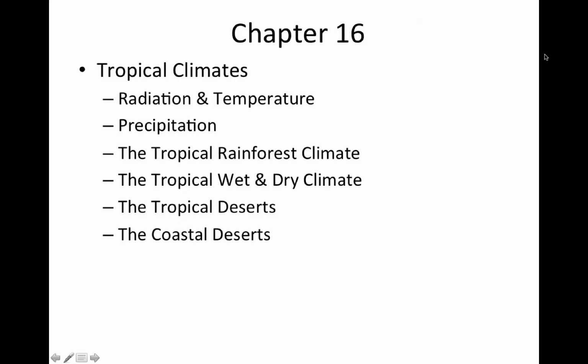So getting into chapter 16, tropical climates, we're going to look at radiation and temperature, precipitation, the tropical rainforest climate, tropical wet and dry climates, tropical monsoonal climates, the tropical, or really what they're called subtropical deserts that exist in the descending branch of the Hadley cell, and also the coastal deserts, which are the world's driest places, even though they have relatively high humidity values.